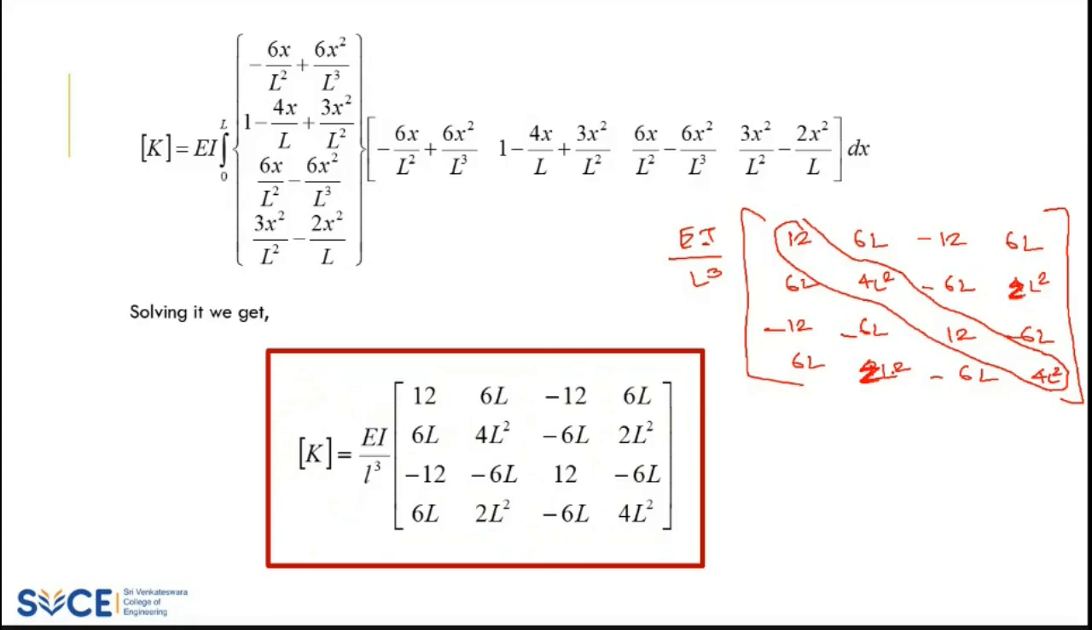There is no other way, right, to remember these types of formulas. Okay, so for any beam problem, you should remember two things. One is your interpolation functions N1, N2, N3, N4, and your stiffness matrix K. Right? Then only you will be able to solve any problem in beam.